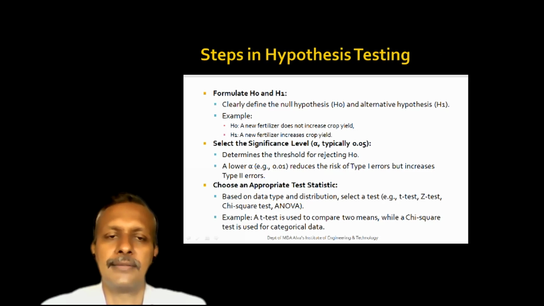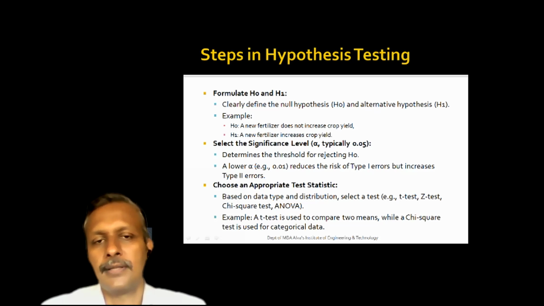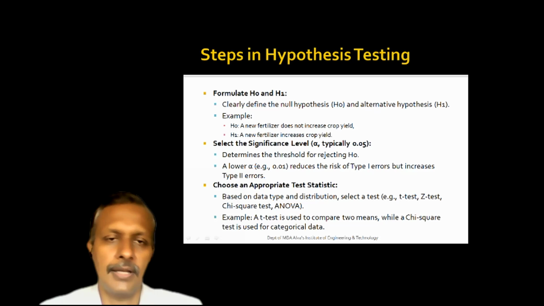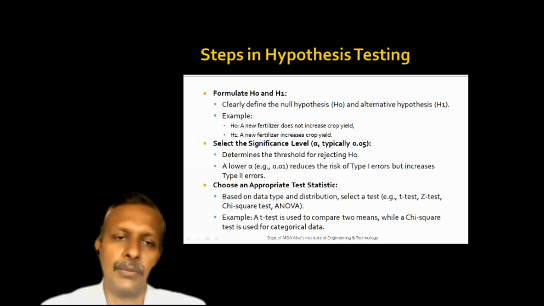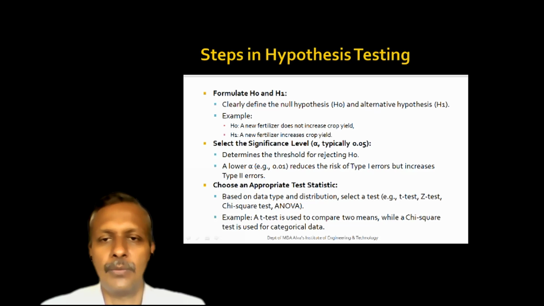So the next step, that is the second step, is to select the significance level, that is alpha, which is typically at the level of 0.05, that is at the 5% significance level. So this determines the threshold for rejecting a null hypothesis. A lower alpha, for example 0.01, reduces the risk of type 1 errors but increases type 2 errors. We will understand type 1 and type 2 errors in detail in the following slides.